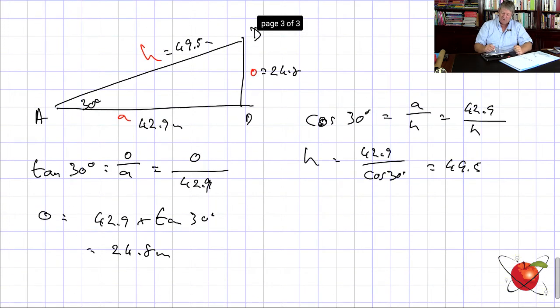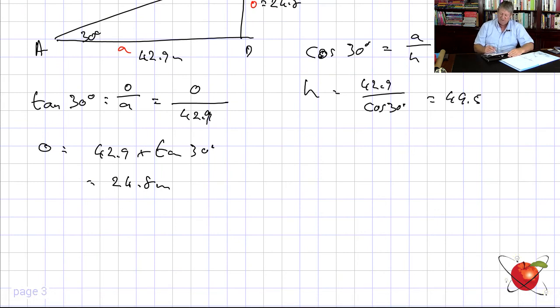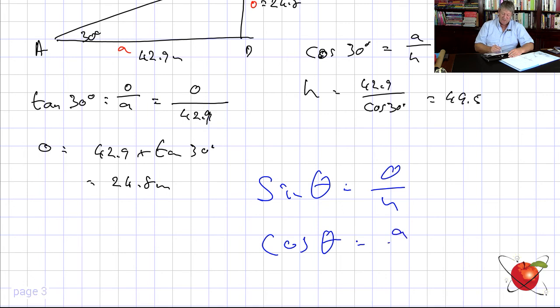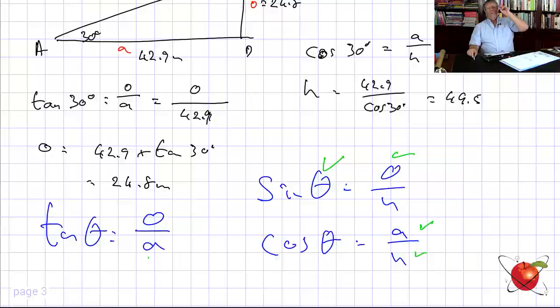Can you see that any trig equation, let's say sine of theta is opposite over hypotenuse. Cos of theta is adjacent over hypotenuse. And tan of theta is opposite over adjacent. Let's just break this down. Can you see that each has either got that or that, that or that, or that or that? You've always got 2 out of 3. If you've got 2, you can work out the third because there are only 3.